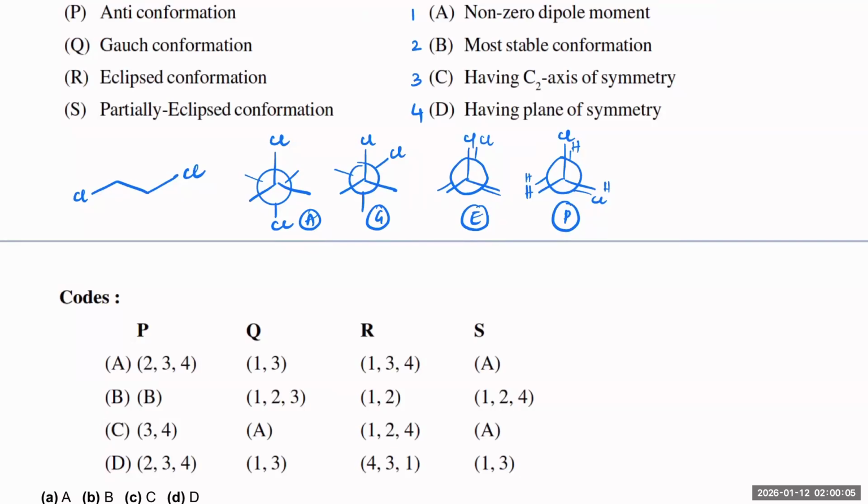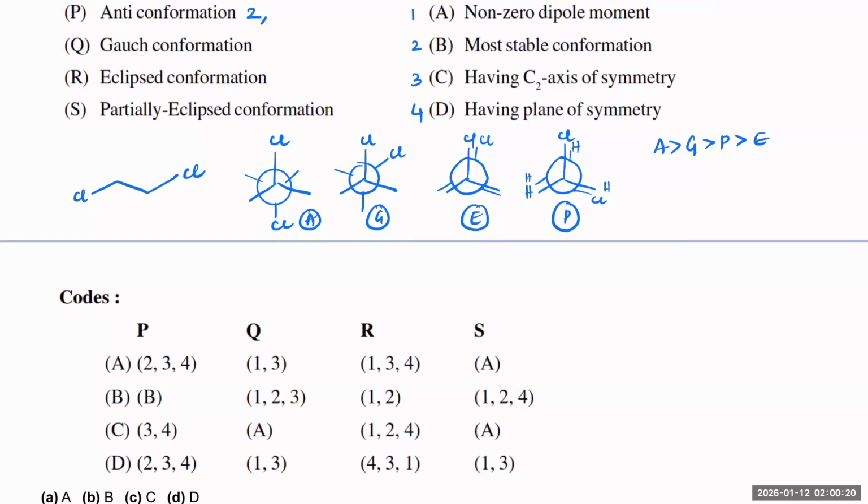Does it have the more stable conformation? Yes, indeed. So in the case of chlorine, anti is the most stable, then gauche, then partially eclipsed, then eclipsed. So for P, I can say 2 is a match.